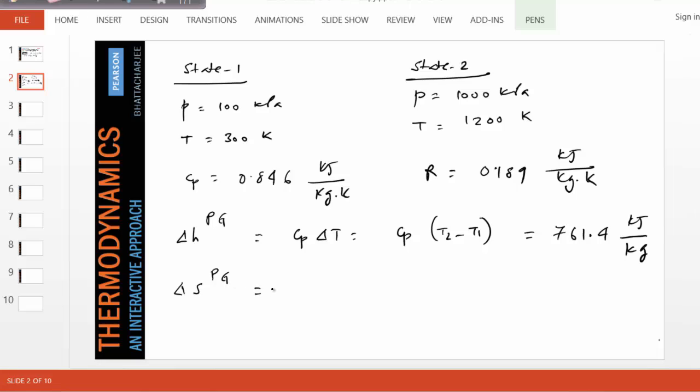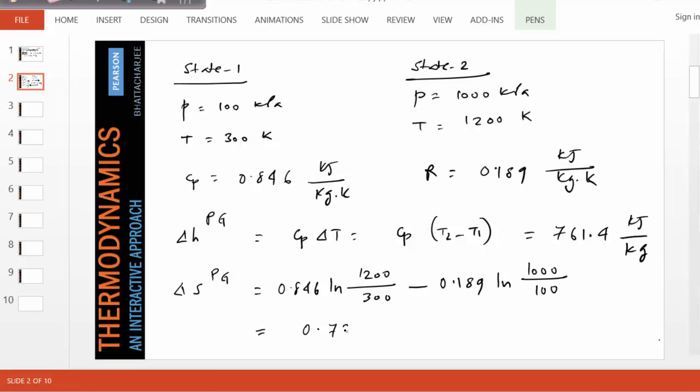The entropy change turns out to be, let's plug in the numbers, Cp 0.846 ln T2 over T1 minus R 0.189 ln P2 over P1, and this can be calculated to be... Okay. So these are our PG model manual solutions.